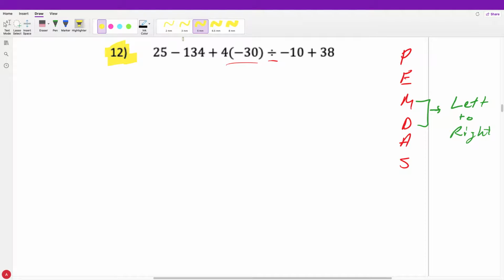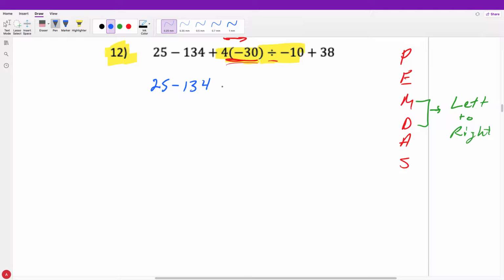So what I'm going to do first is scan around and say, okay, I see I have multiplication and I have division, and they're within the same term. Because both of these, this negative 30 looks like it's being multiplied and divided, I need to make sure I'm going in the proper order. So we need to go left to right. That means this multiplication needs to be done first. So I'm going to have 25 minus 134.